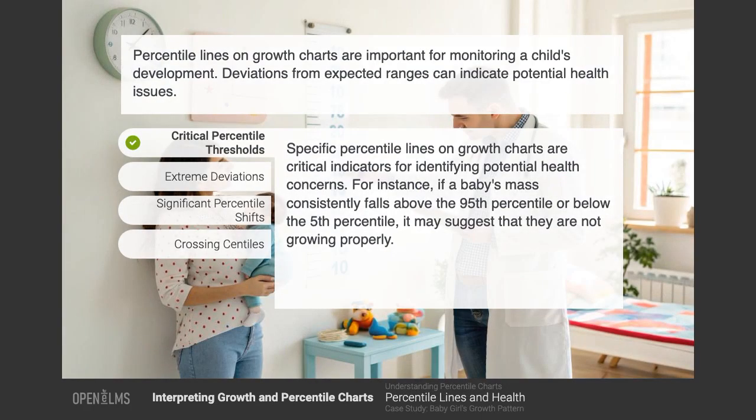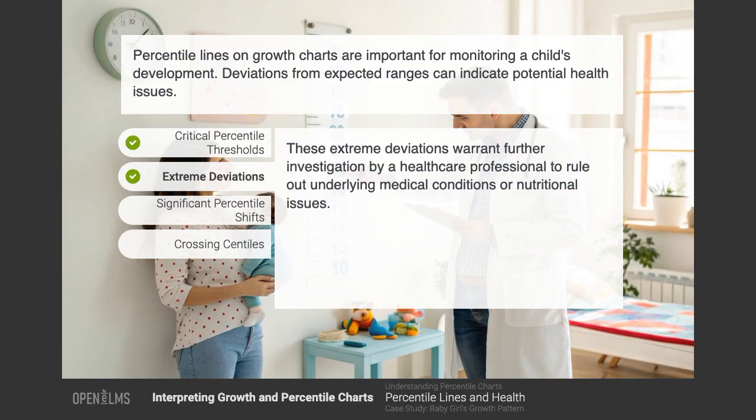Percentile lines on growth charts are important for monitoring a child's development. Deviations from expected ranges can indicate potential health issues. Specific percentile lines on growth charts are critical indicators for identifying potential health concerns. For instance, if a baby's mass consistently falls above the 95th percentile or below the 5th percentile, it may suggest that they are not growing properly. These extreme deviations warrant further investigation by a healthcare professional to rule out underlying medical conditions or nutritional issues.